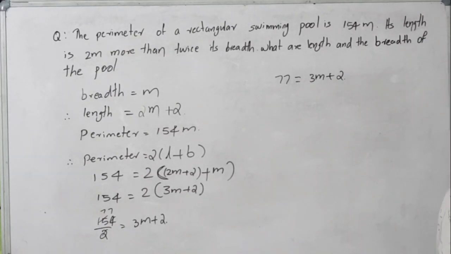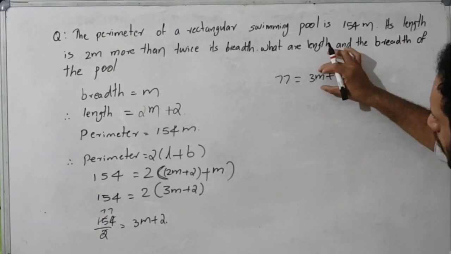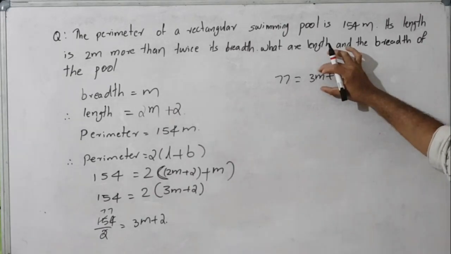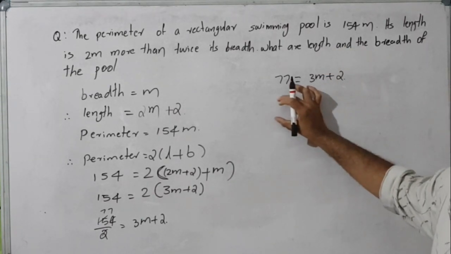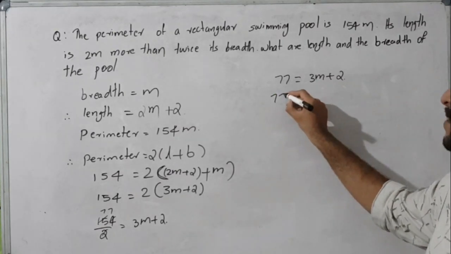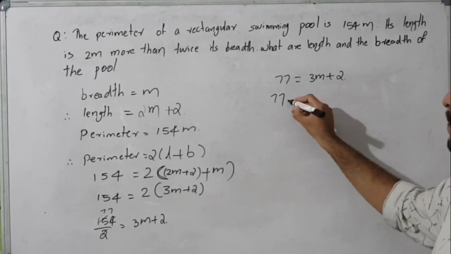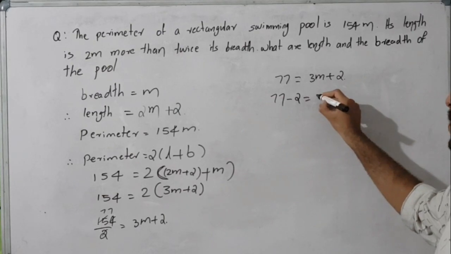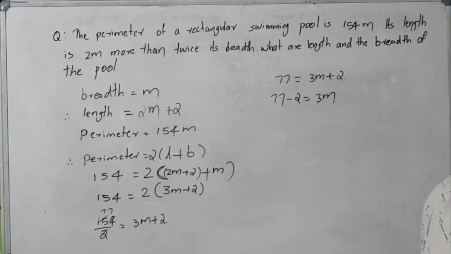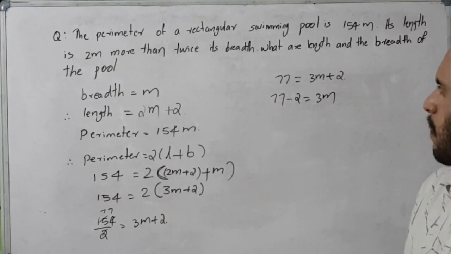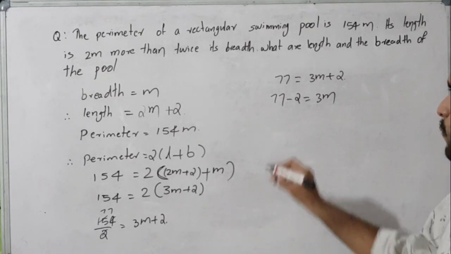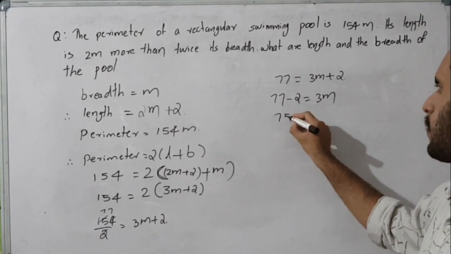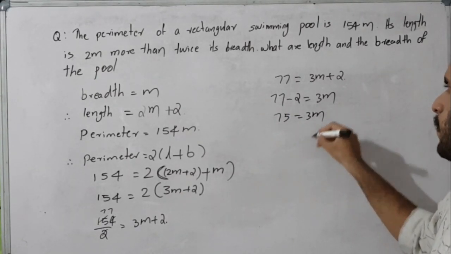The next, we know that we need to find the value of m. So first we transpose the term that does not contain the variable. That means we transpose first 2. So 77, it is a plus 2, that time it is minus. 77 minus 2 is equal to 3m. Correct? Then 77 minus 2 is equal to 75. 75 is equal to 3m.